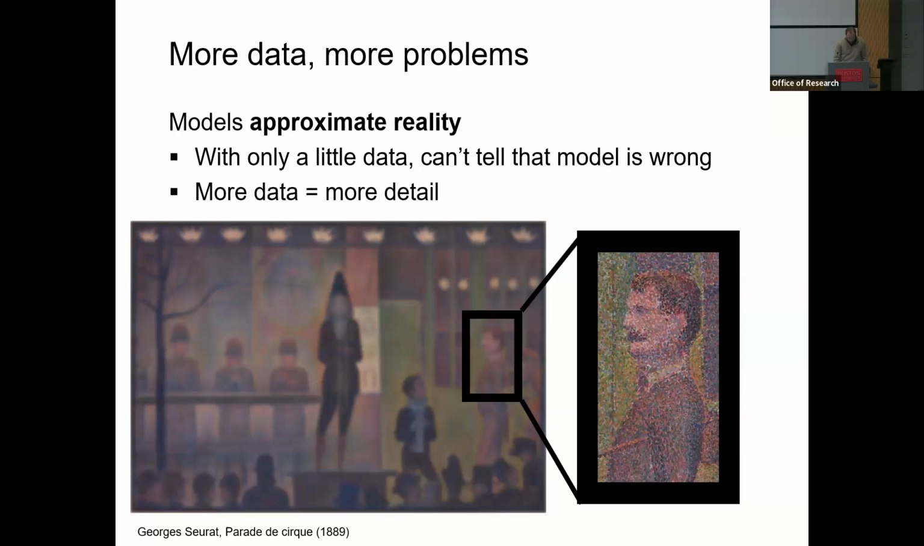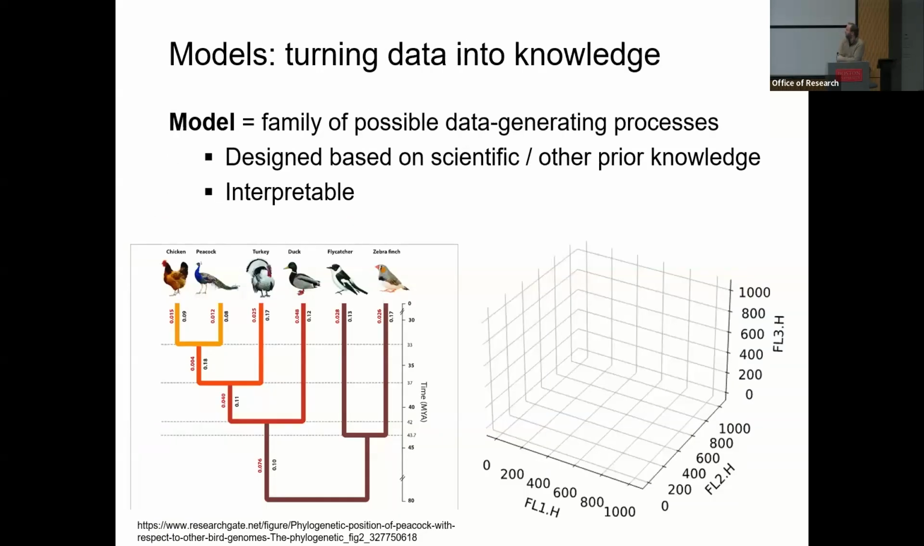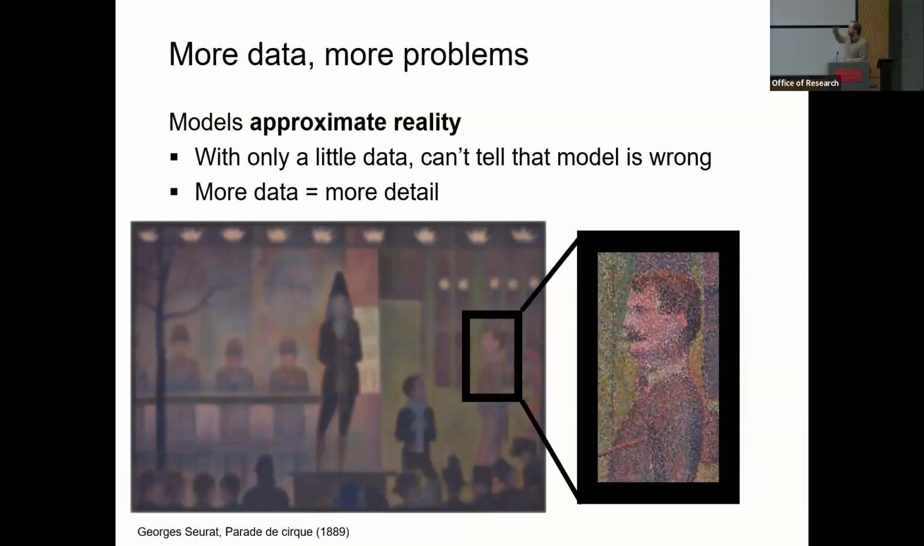So the beauty of models is that they encode a lot of really useful information, and they can be interpretable. We can use scientific knowledge that we have to build them and get these insights. The challenge is that these models are always approximations to reality. They're never perfect.